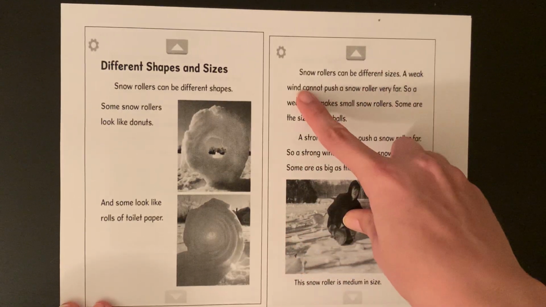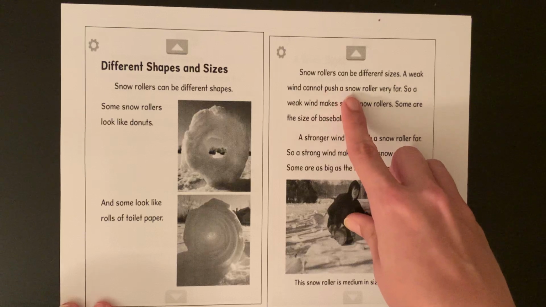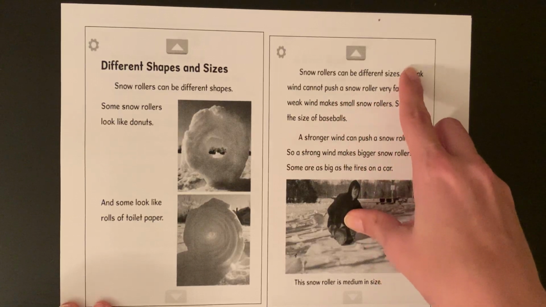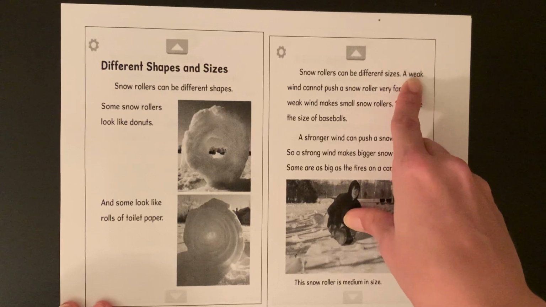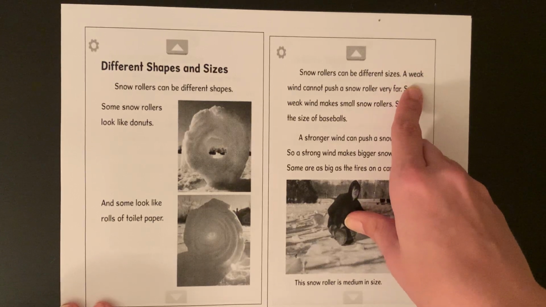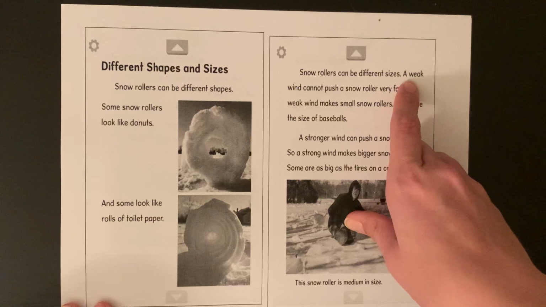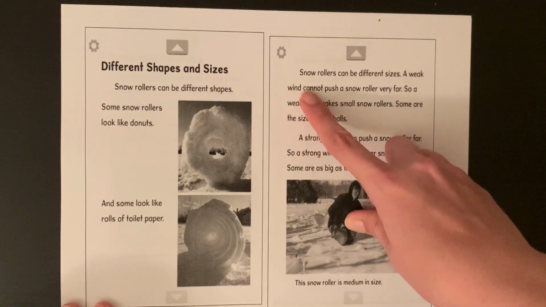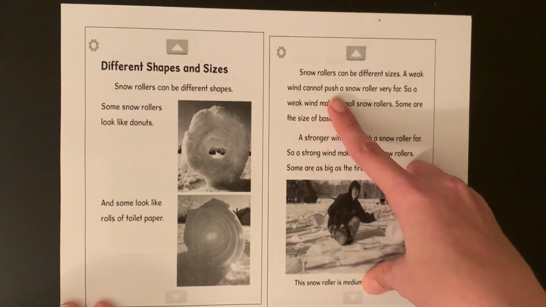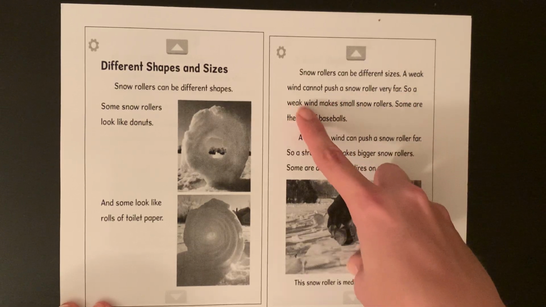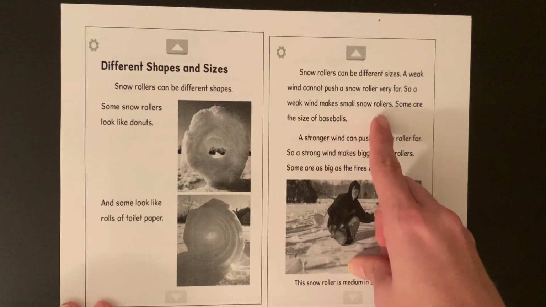A weak wind cannot push a snow roller very far. Oh, that was the word that was boxed on the other page. So we're using it again here. So that might also help us understand what that word weak means. If the wind is weak, it cannot push it. So it must not be strong enough. So a weak wind makes small snow rollers.